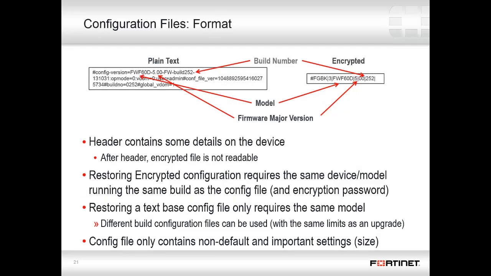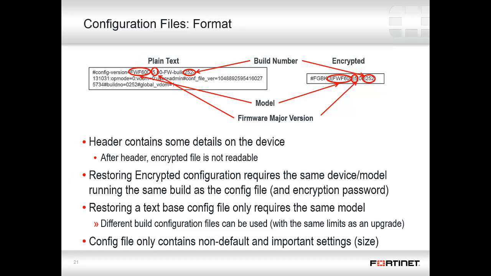If you open the configuration file in a text editor, you'll see that both encrypted and unencrypted configuration files contain a clear text header that also contains some basic information about the device. To restore an encrypted config, you will need to do so on a FortiGate that is the exact same model running the exact same build, as well as you know the encryption password. For an unencrypted config, it only needs to match the exact model.